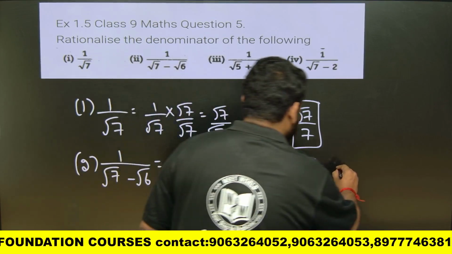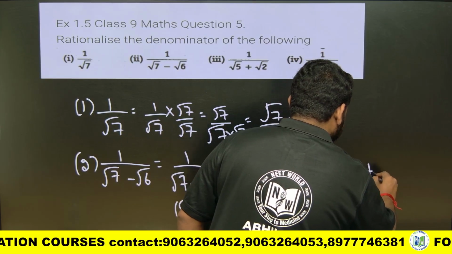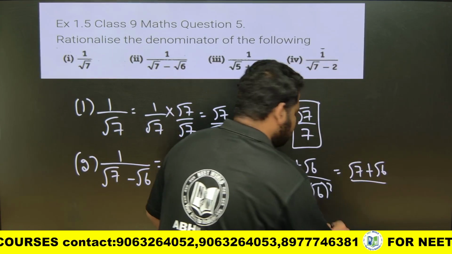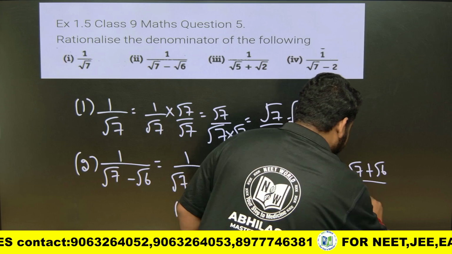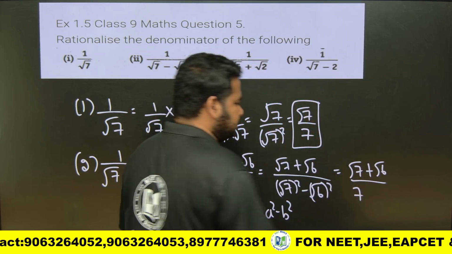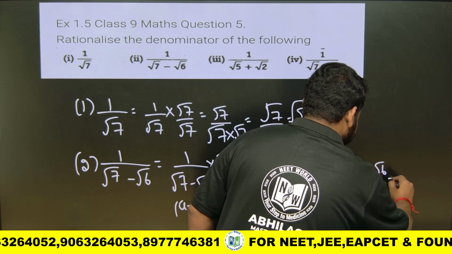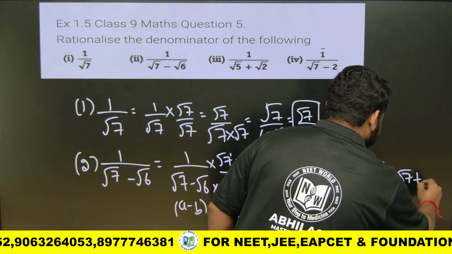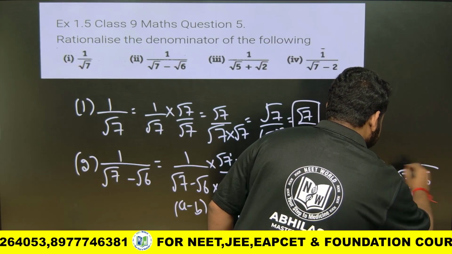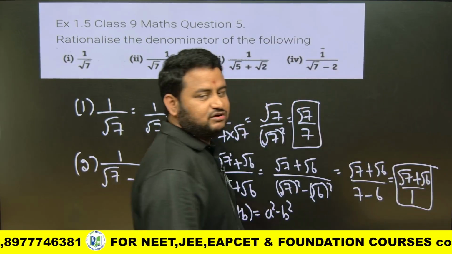So this becomes root 7 plus root 6 by root 7 square minus root 6 square. Root 7 square is nothing but 7 itself. Root 6 square is nothing but 6 itself. So 7 minus 6. That becomes root 7 plus root 6 divided by 1. That is the answer. Or you can write it as just root 7 plus root 6.